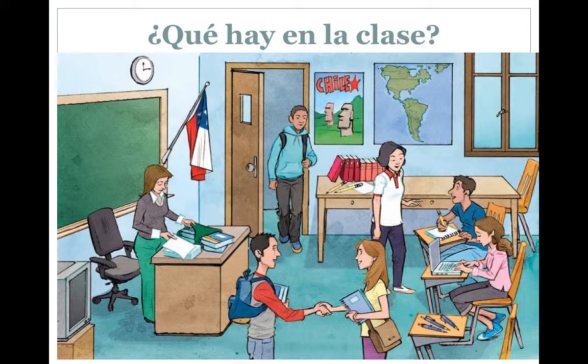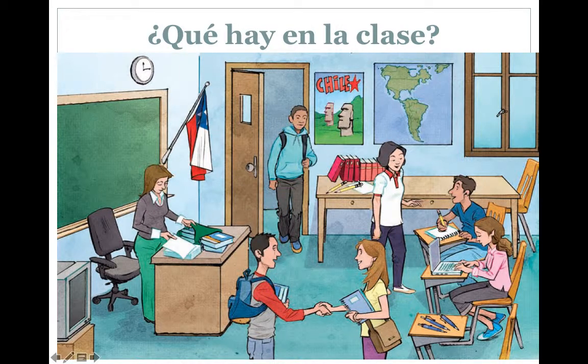You have some vocabulary on classroom items and parts of a class. So the phrase here at the top, ¿qué hay en la clase? What is there in the class? ¿Qué hay en la clase? You can see lots of things. You see here a flag, la bandera. You see a clock, el reloj. A door, la puerta. A student, el estudiante. This dude here has on a backpack, la mochila.